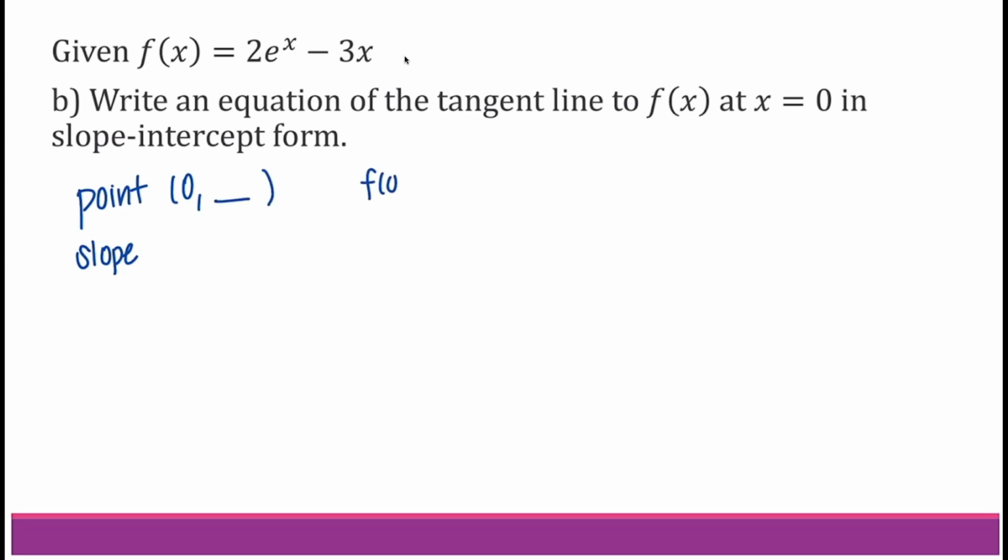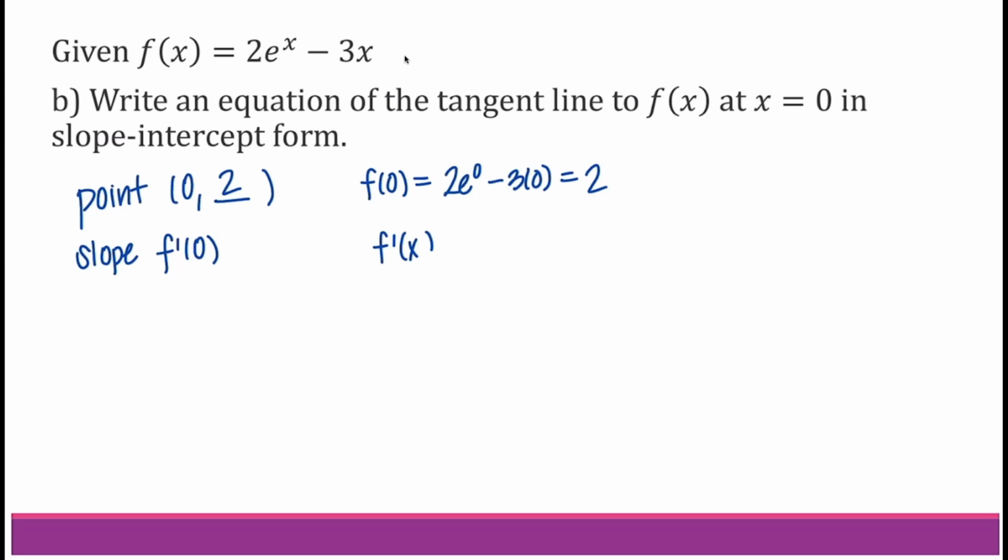To find it, let's plug 0 into f of x, 2e to the 0 minus 3 times 0. So that's just 2. E to the 0 is 1. So my point is 0, 2. And my slope is going to be found by substituting 0 into the derivative. The slope is f prime of 0.